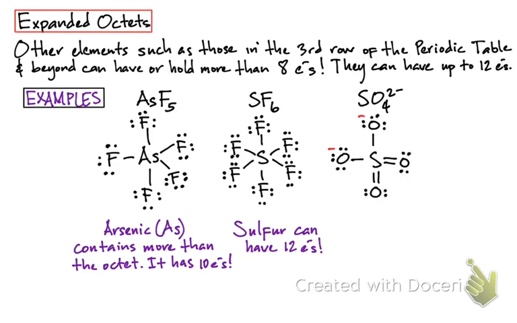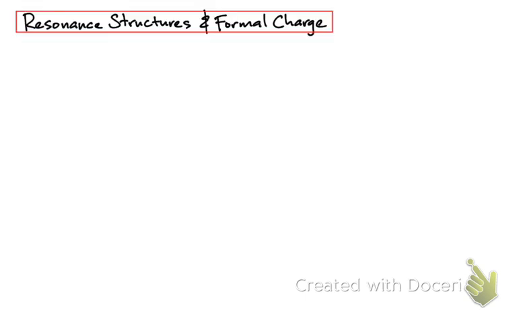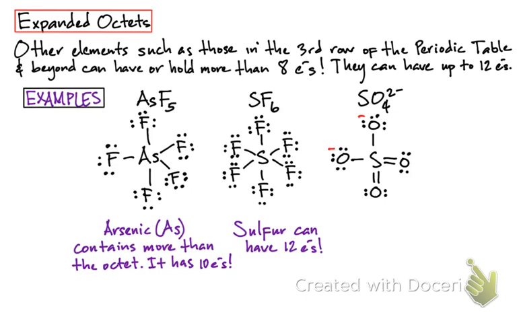This last one here is the sulfate ion. You can see that its structure shows sulfur containing a total of 6 bonding pairs, or 12 bonding electrons.